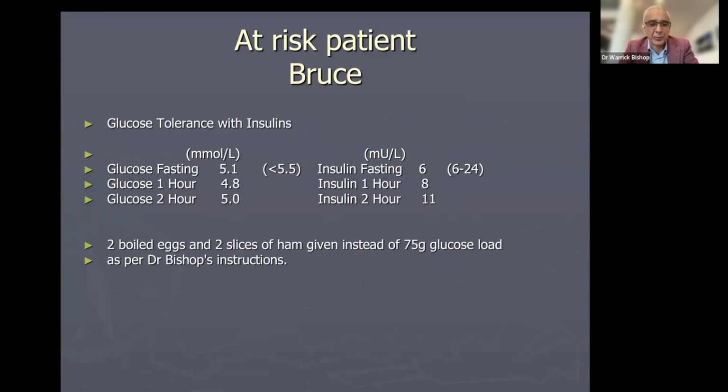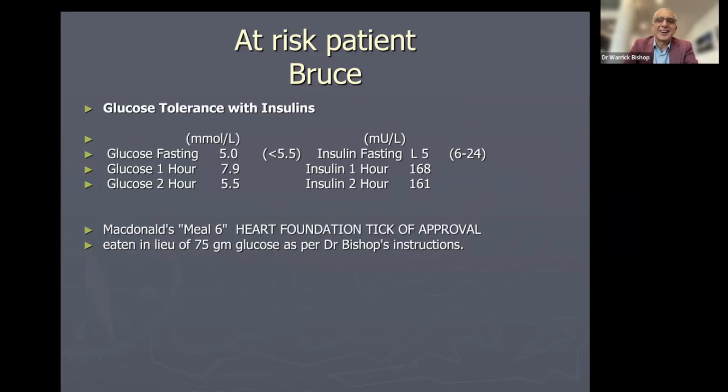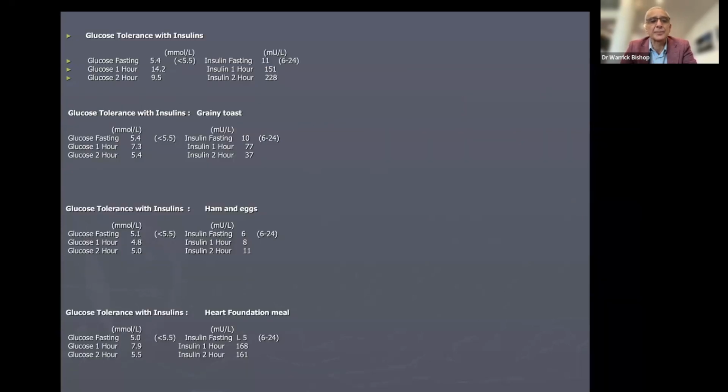And then I ran him through the process, just as I did with Sam, using a low carbohydrate challenge instead. And you can see this really doesn't shift the needle at all on his insulin response or shift his sugars. One would have to start to think that if insulin is problematic for that cardiometabolic process, this is reducing that exposure. I just, by way of being a bit cheeky, also gave him a Heart Foundation tick of approval meal, which showed good glucose control, but actually drove his insulin response.